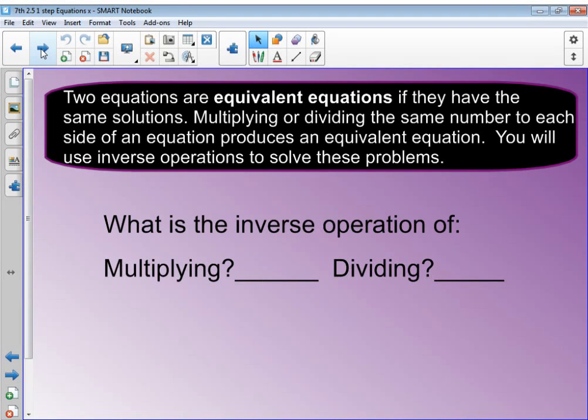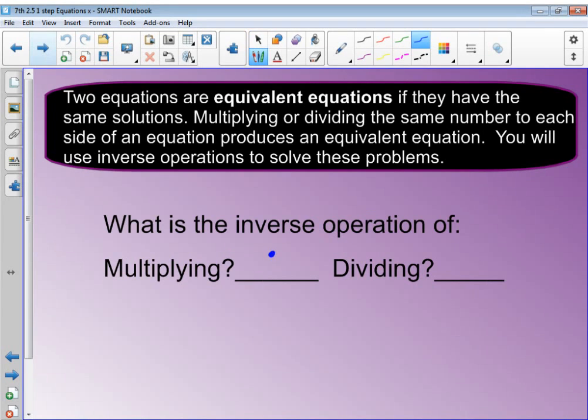Equations are considered equivalent equations if they have the same solution. Multiplying or dividing the same number to each side of an equation produces an equivalent equation. You will use inverse operations to solve these problems. Inverse means opposite. So the opposite of multiplying is to divide.